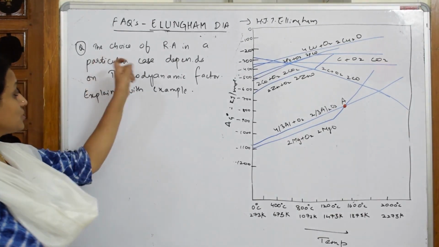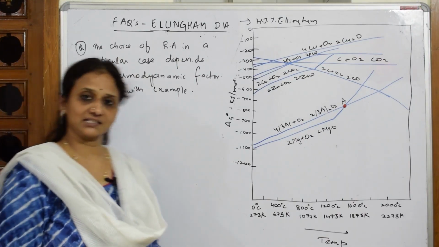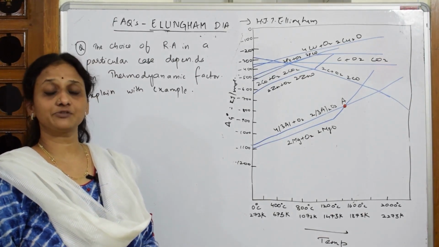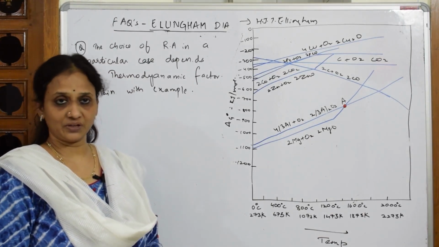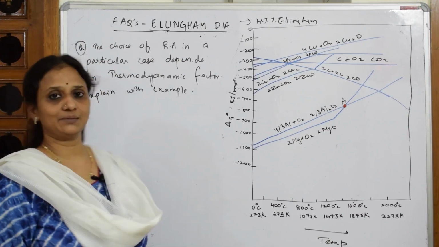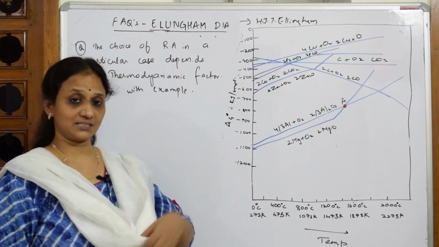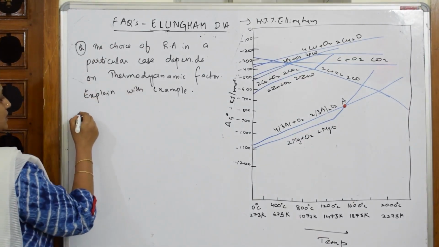So what do they give us? The choice of reducing agent in a particular case depends on thermodynamic factors. Okay, accepted. That is what we say. Whenever we are speaking about a reducing agent, I have to speak in terms of Gibbs free energy at equilibrium. Right. So they've asked me to explain with an example. Please learn one example perfectly so that you can use it whenever such a question is asked. So now I'm going to take two examples.